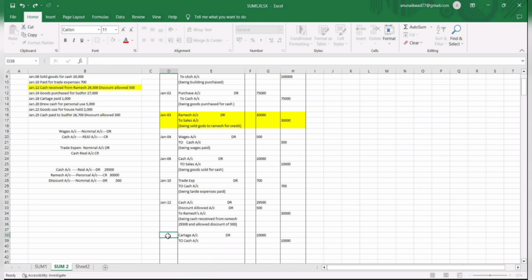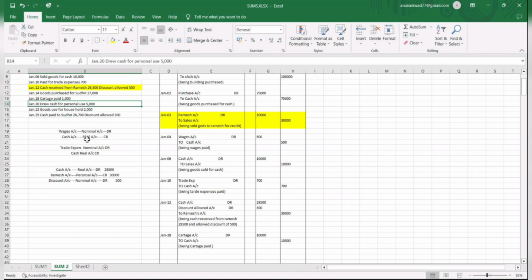₹10,000, Jan 18, being cartage paid. Next entry, drew cash for personal use, 5,000 rupees.